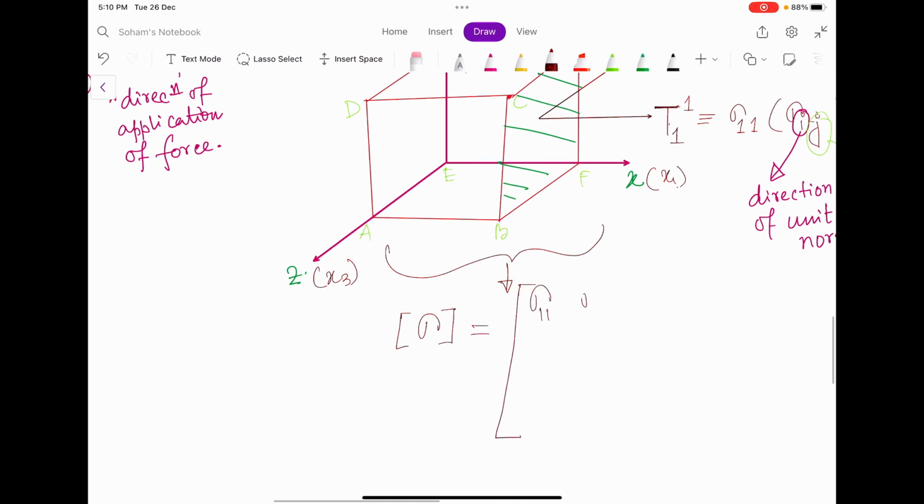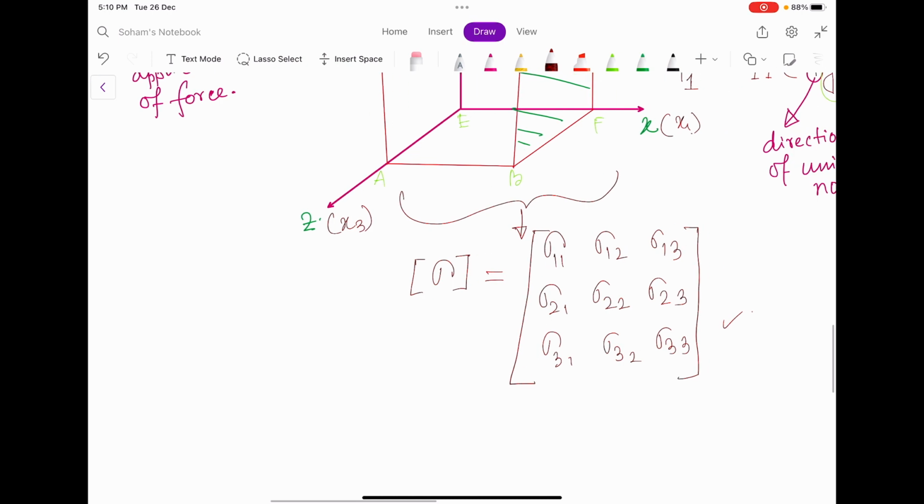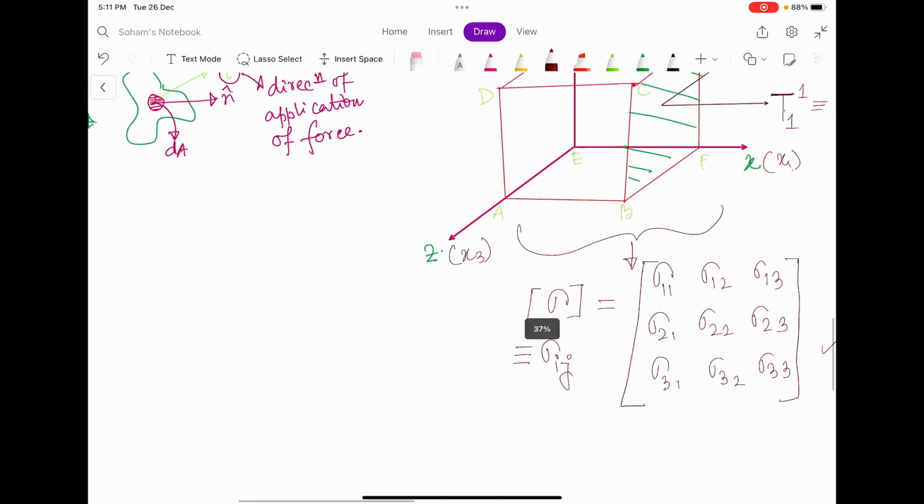Sigma 11, sigma 12, sigma 13, sigma 21, sigma 22, sigma 23, sigma 31, sigma 32, sigma 33. Okay, so this is a second order tensor. This is equivalent to sigma ij having two free indices i and j. This is also called the Cauchy stress.